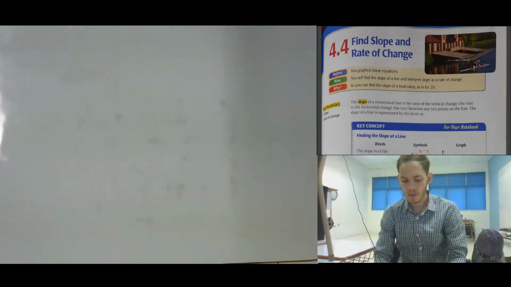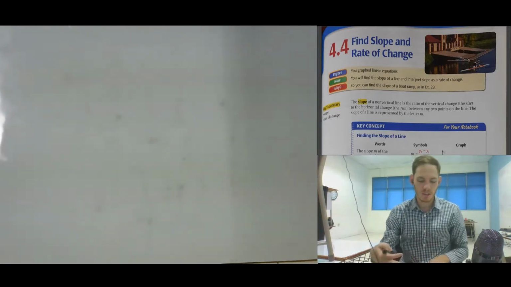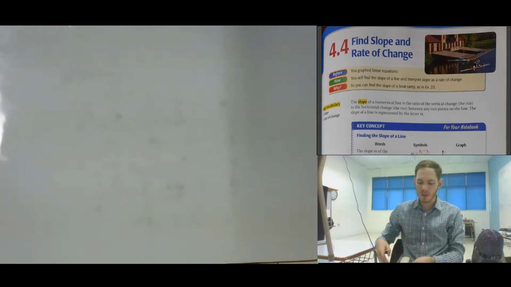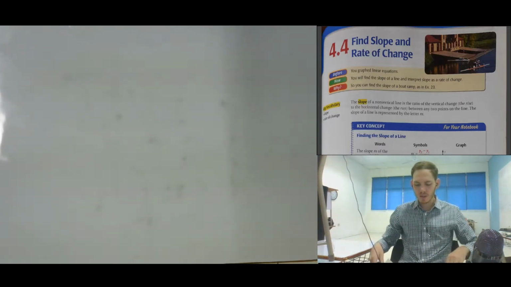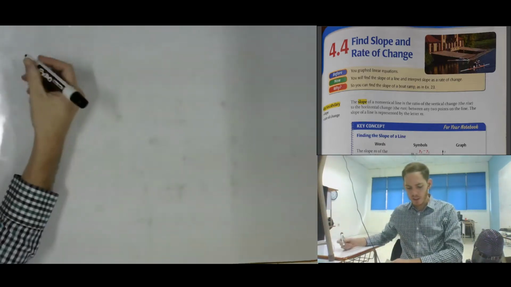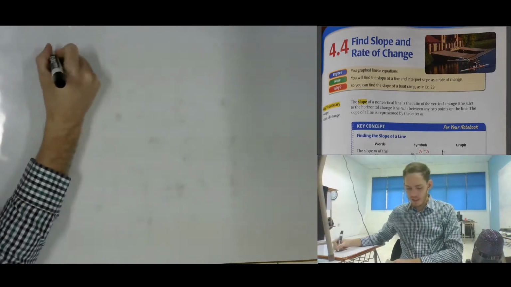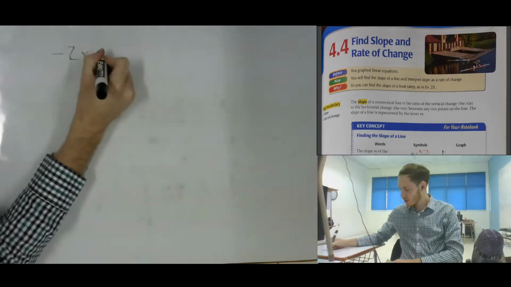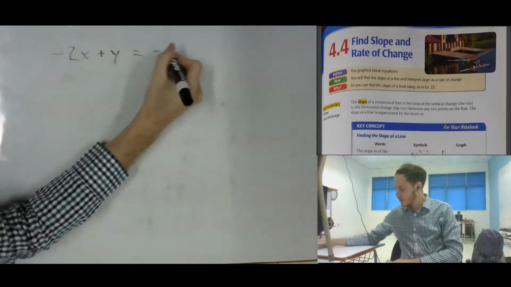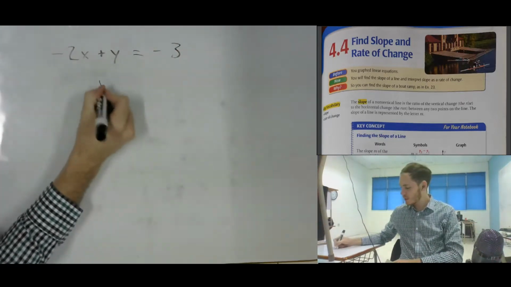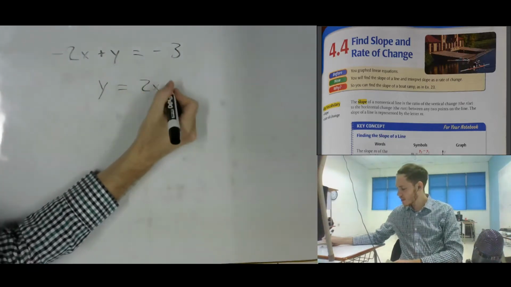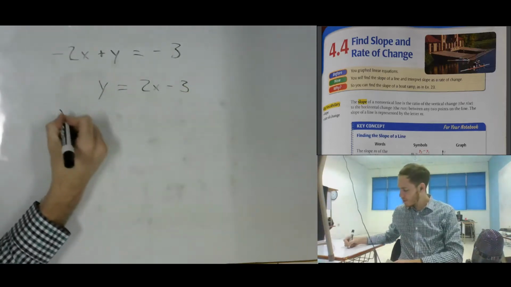So firstly, we're still in chapter 4, which included 4.2 and 4.3, which was teaching us to graph lines, and we did that two different ways. One way was plotting points. So we took a line like negative 2x plus y equals negative 3, and we changed this to be y equals 2x minus 3, and then we made a table.